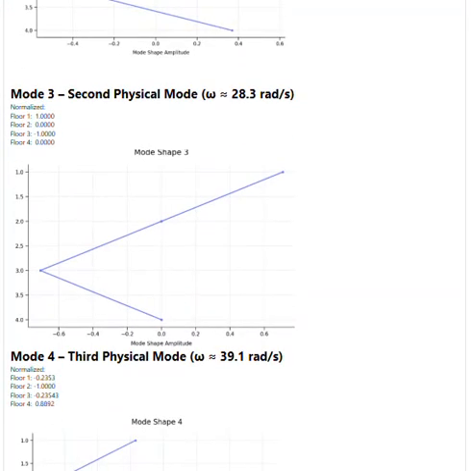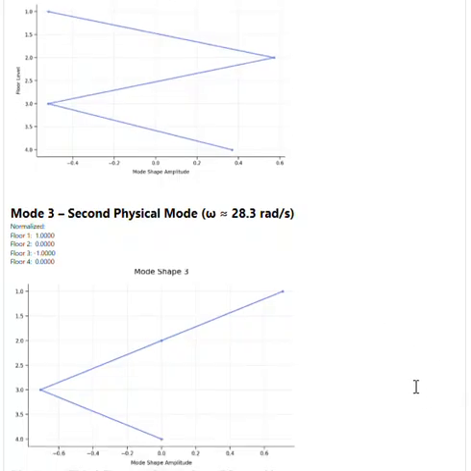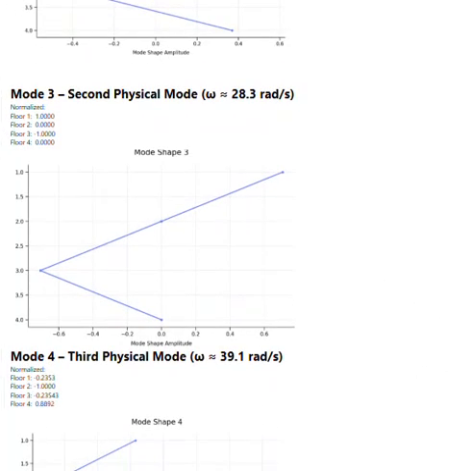Going into mode 3 as an example, I'm going to show a little bit of floor there. Using the previous learning, positive is right, negative is left. This mode shows perfect antisymmetric bending. So we're going to have floor 1 right, floor 3 left. However, floor 2 and floor 4 essentially have zero motion.